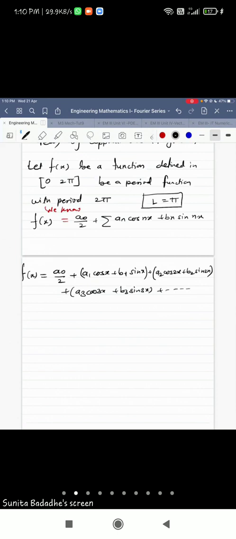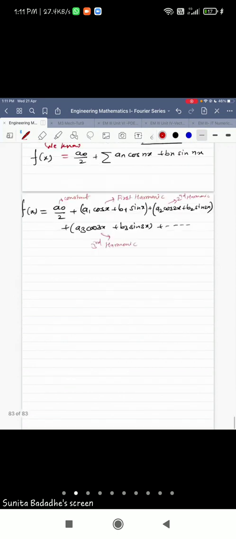Here, this first term is called the first harmonic, when you find the coefficients using numerical techniques. This is called the second harmonic. This is the third harmonic. And this is the constant term in the Fourier series.